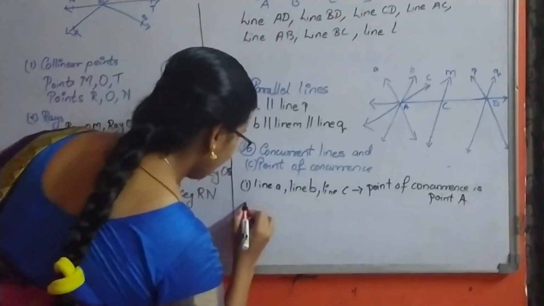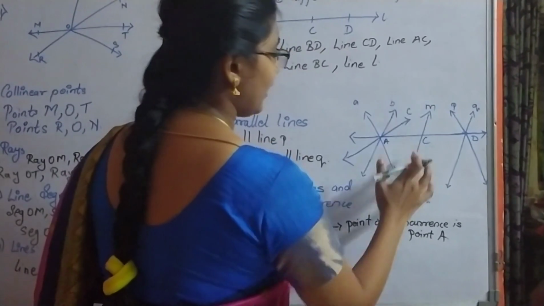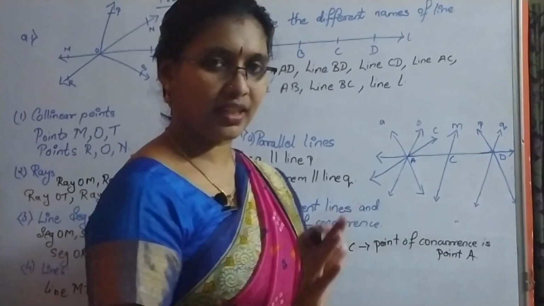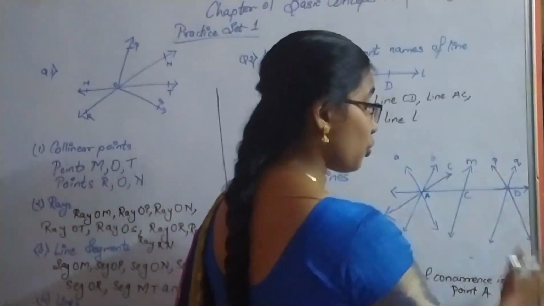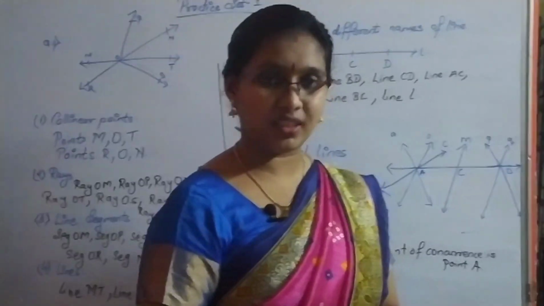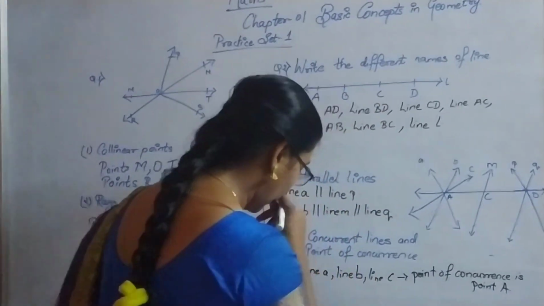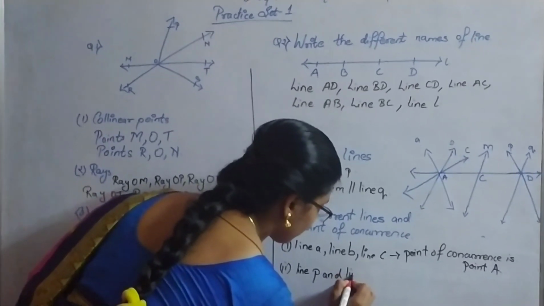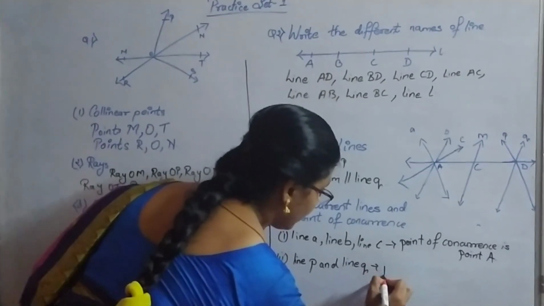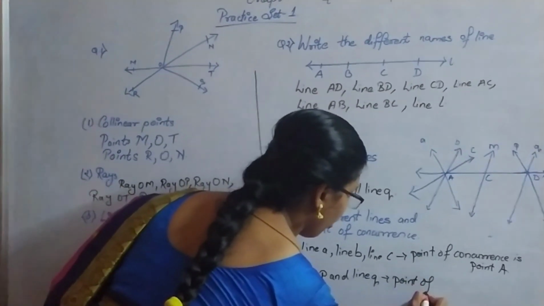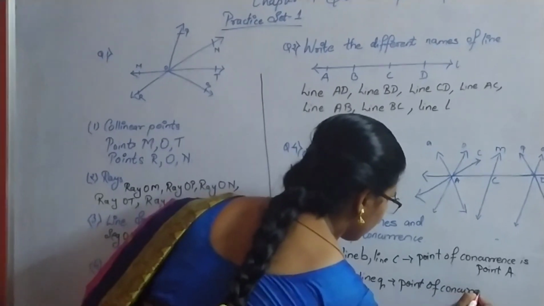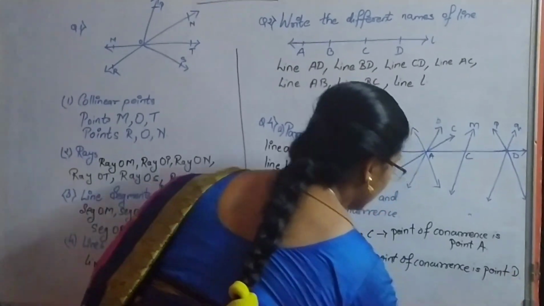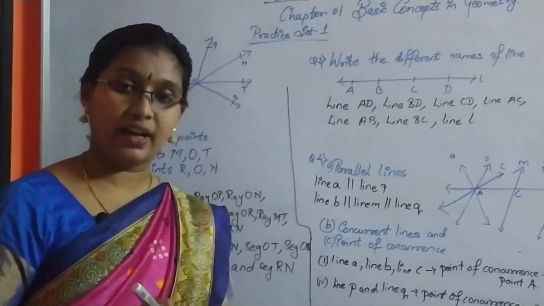A. Now the second one, again, is line M or any other line intersecting at point C? No. So this is not a concurrent line. Coming to the next, again I have two lines passing through a point, that is point D. So here lines P and Q are concurrent lines, and their point of concurrence is point D. So this completes our exercise number 1 of this chapter.